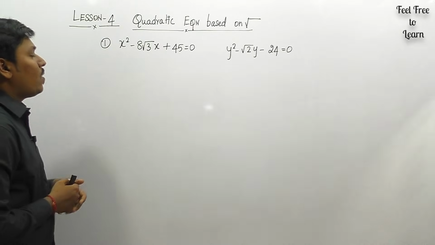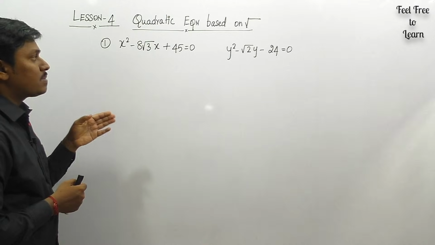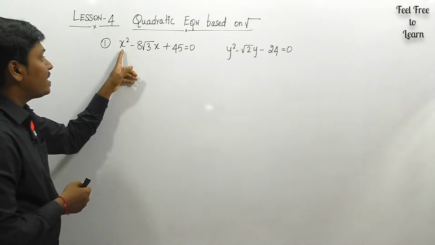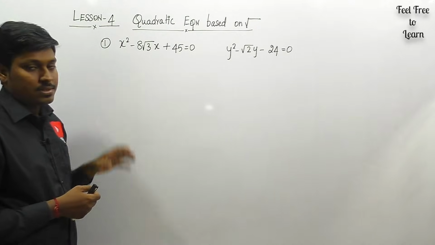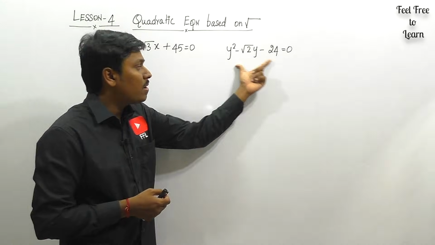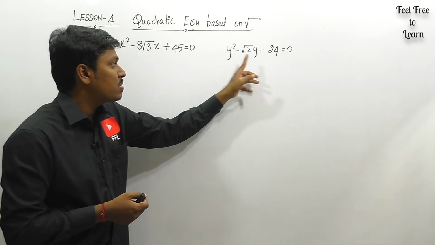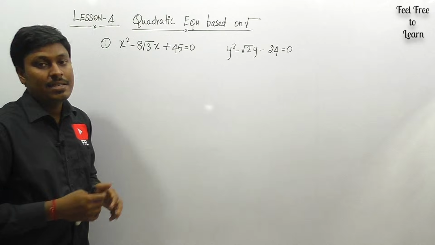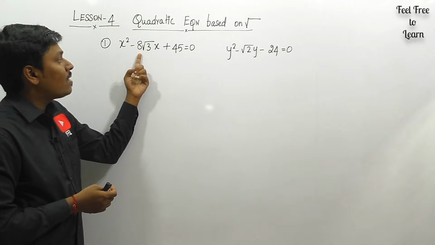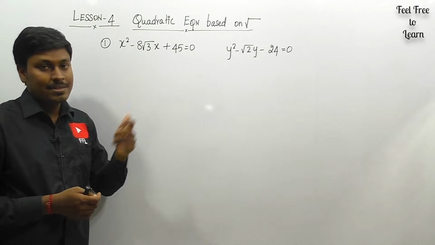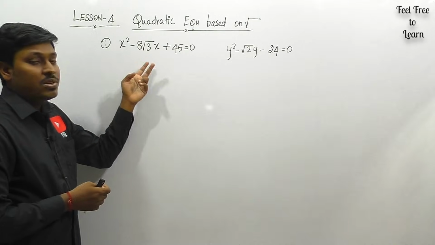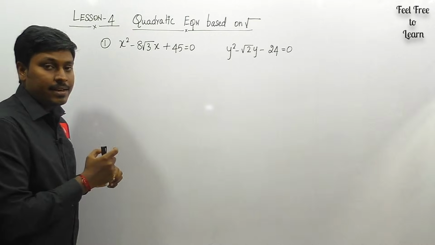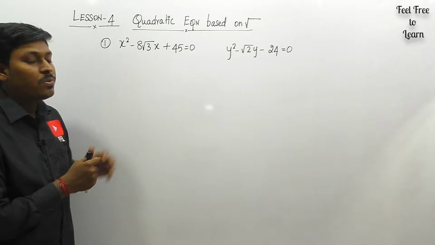Question number 1. x square minus 8 root 3 x plus 45 is equal to 0. So friends, the given equation is a quadratic equation because the equation contains x square, x and a constant. Similarly, the second equation is also a quadratic equation because it contains y square, y and a constant. The difference between the previous lesson and this lesson number 4 is that in the previous lesson the constants were like 9x, 36x, but here the constants are in terms of roots, like 8 root 3, 4 root 3, 6 root 3. By following a simple technique, you can easily find the factors for these types of quadratic equations.